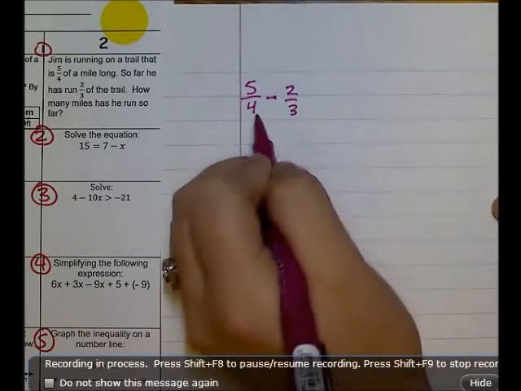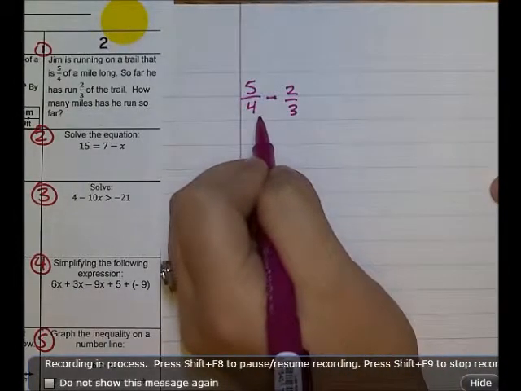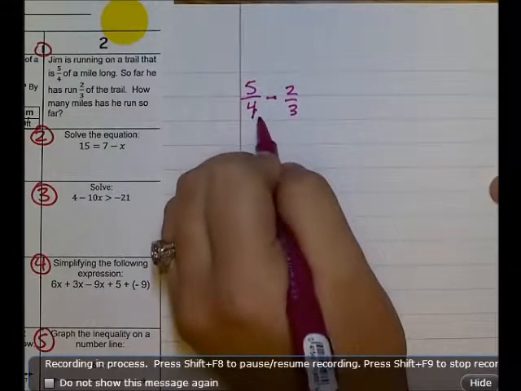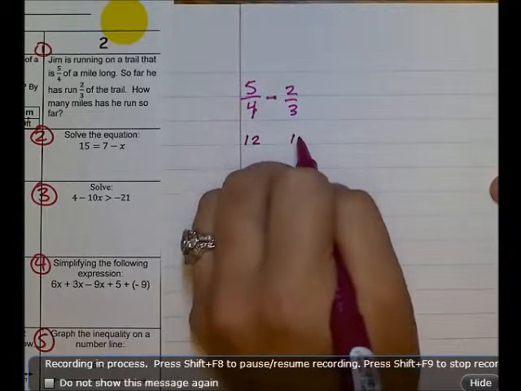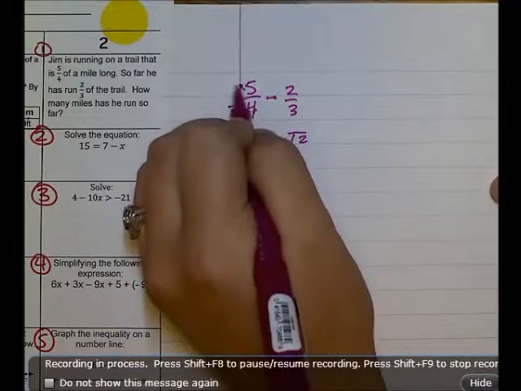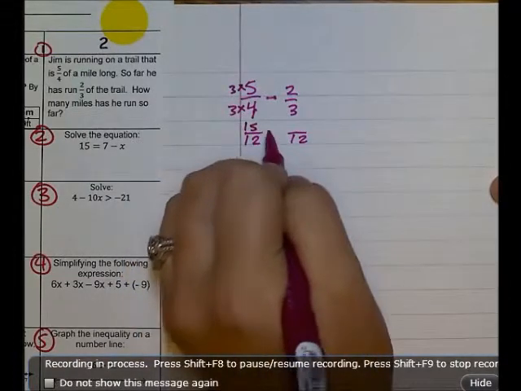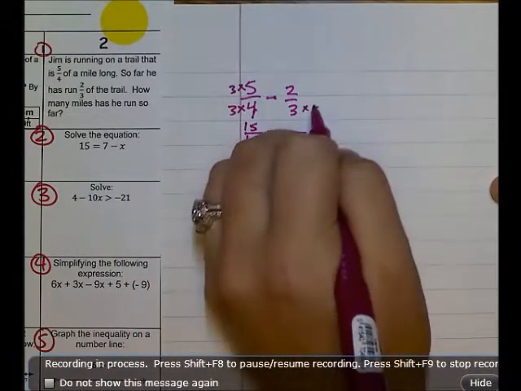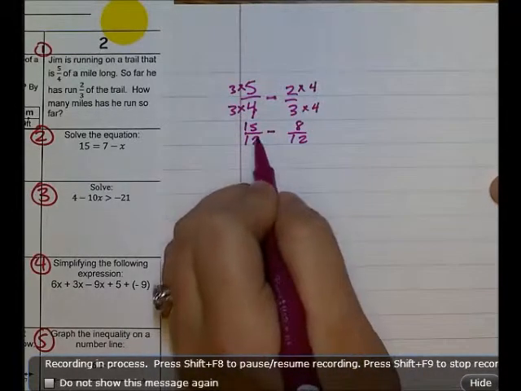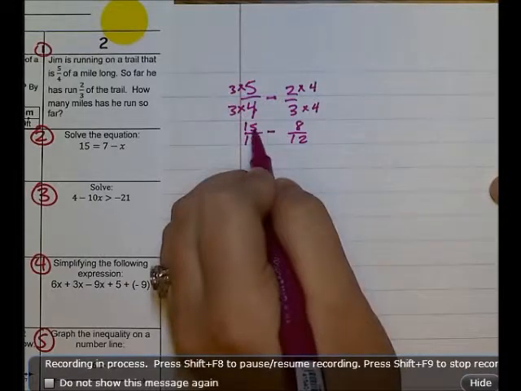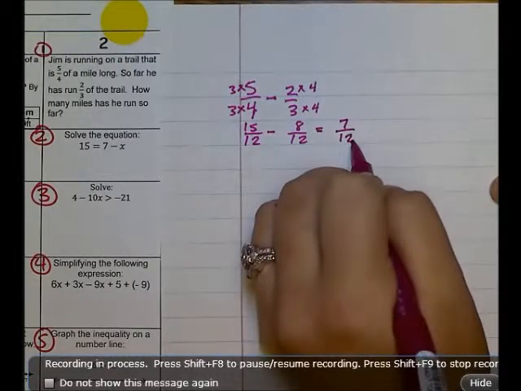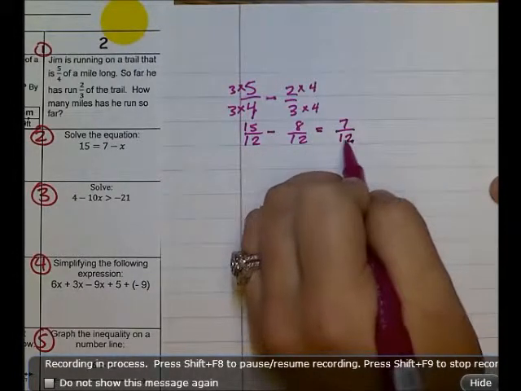When we are subtracting fractions, we need to make sure there's a common denominator. So we're going to find a least common multiple for 4 and 3, which would be 12. 4 times 3 is 12, so 5 times 3 is 15, and that's what goes here. 3 times 4 is 12, so 2 times 4 is 8. Now we can subtract because we have a common denominator. So 15 minus 8 is 7 over 12. We cannot simplify this any more than it already is, so this is our answer for number 1.